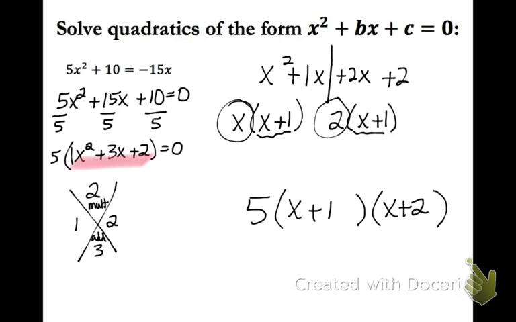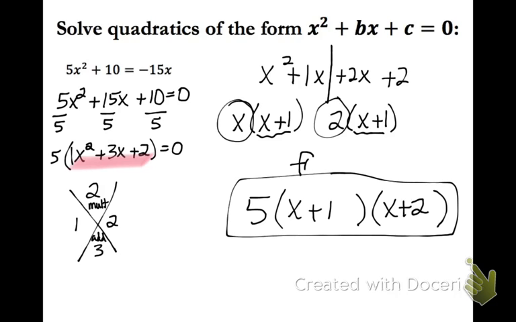Okay, if your problem said to just factor, this would be your factored form right here. You have to put the 5 in there. So if your direction said to just factor, that would be your answer. If you forgot the 5, it would be wrong. If the direction said to solve, we would set these equal to 0 and solve, so we would get -1 and -2.